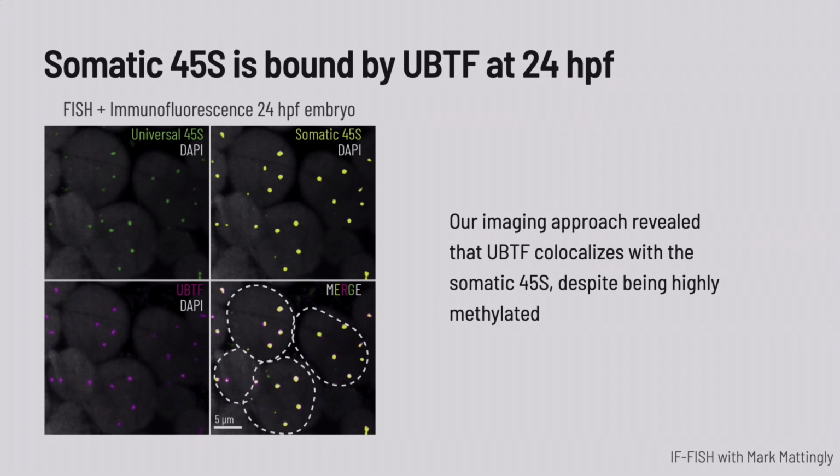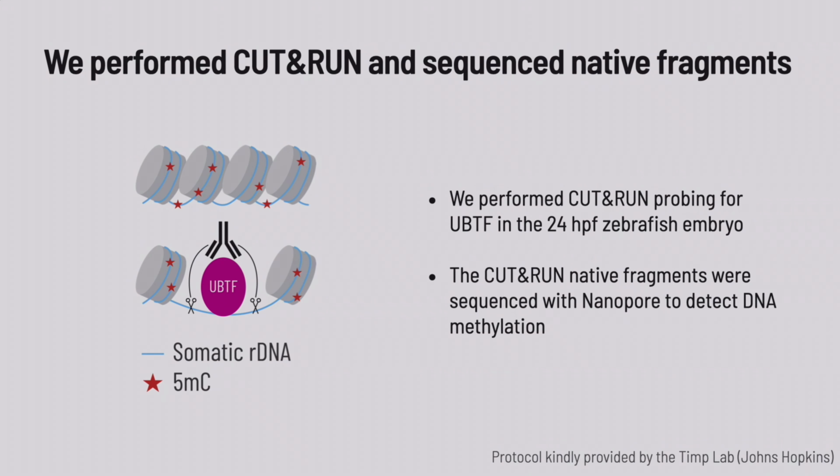We addressed this first with an imaging approach, and I'm showing you here 3 different images. We combined fluorescence in situ hybridization with immunofluorescence. We have this universal 45S probe that binds both the maternal and somatic arrays, one specific to the somatic 45S, and then UBTF, and we see a perfect overlap, which shows us that UBTF colocalizes with somatic 45S despite it being highly methylated. But this particular approach is just measuring colocalization. It's not necessarily measuring direct binding, which is what we address next.